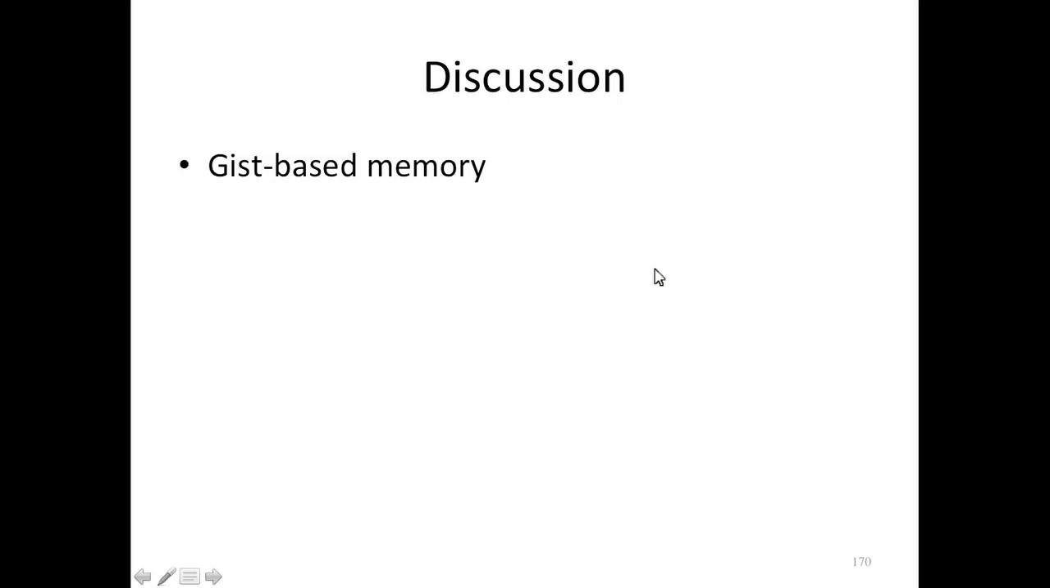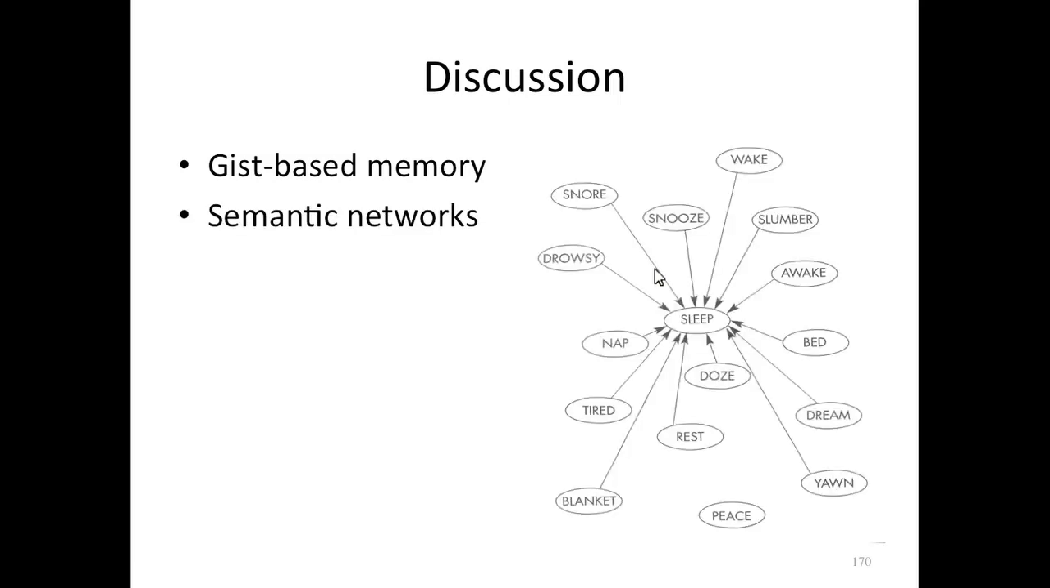And so the idea here is that it's gist-based memory. So it's part of a semantic network. So sleep is one of the most famous ones of this study, and all of these words that you've seen are just sort of related to sleep. So by activating all those other words, we are going to remember that we saw sleep because everything else is pointing to sleep.